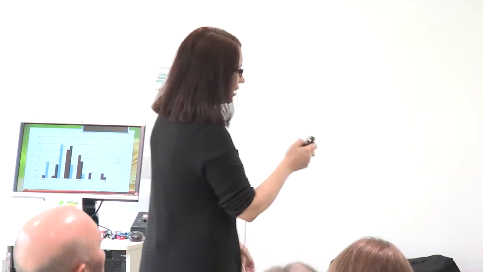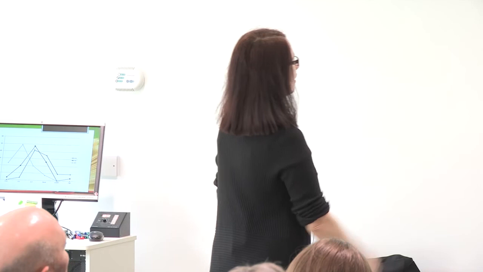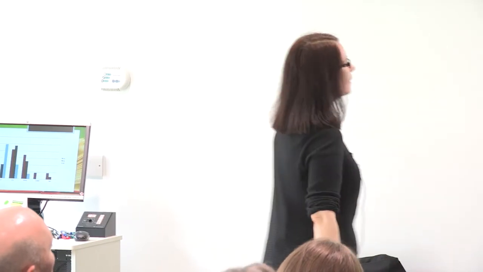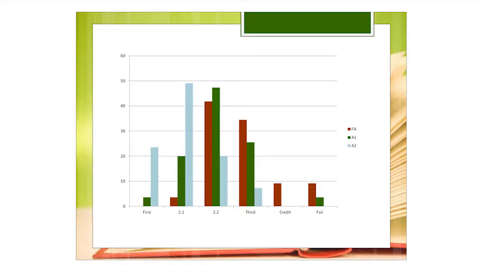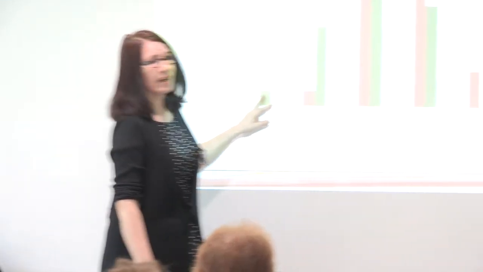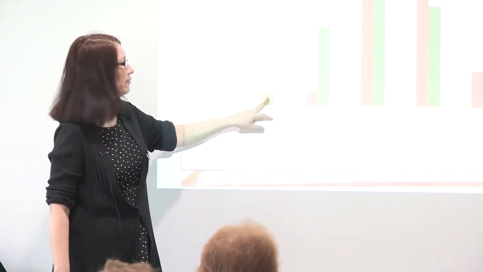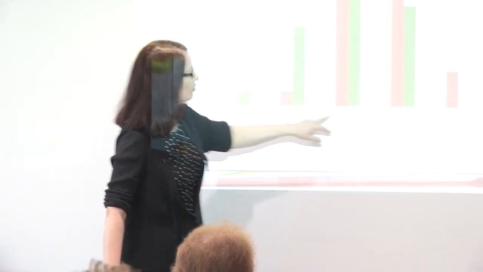So at the end, what happened? As you can see here, this is the same graph, but the formative assignment is red. I had 2 firsts, I had a peak in 2:1, and then I had passes, credits and fails. In A1, I already had a few firsts, and I have 2. I didn't have credit, but still had a fail.